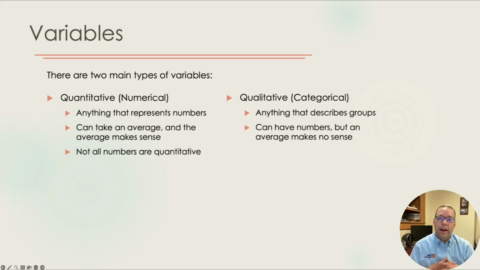Qualitative, another word for this is categorical, meaning you can separate everybody in your sample into groups or categories. So it's a way of splitting or dividing your population or your sample into groups. That's really what a categorical variable does. Sometimes this can be numerical and you can take an average, but that average will not make sense.